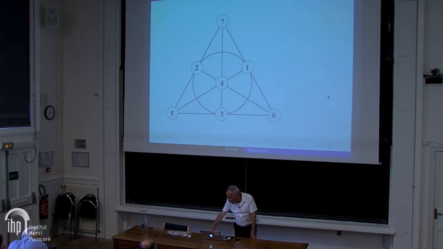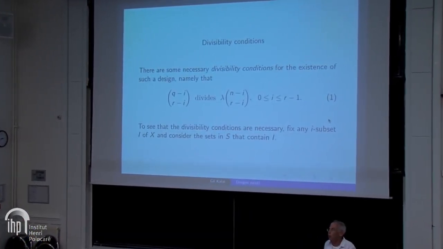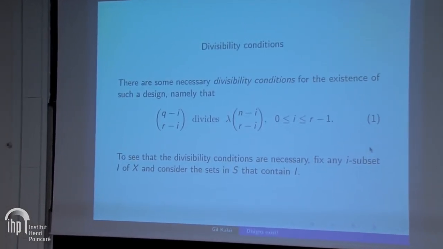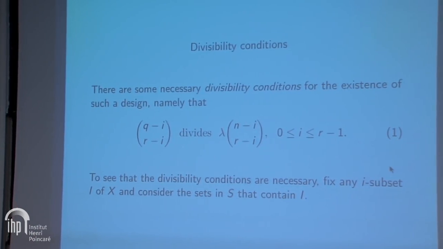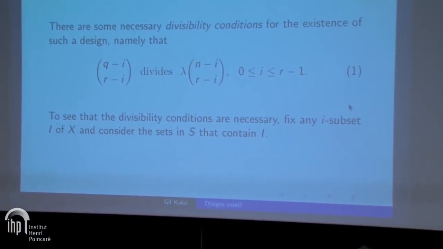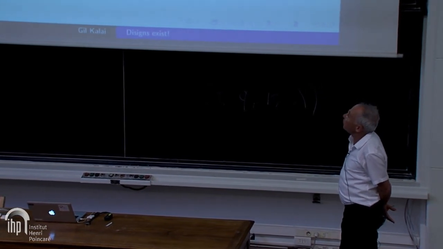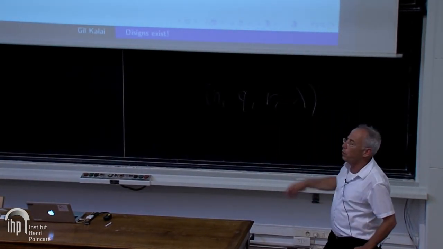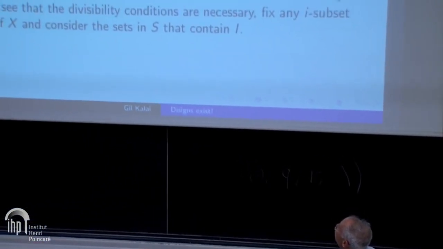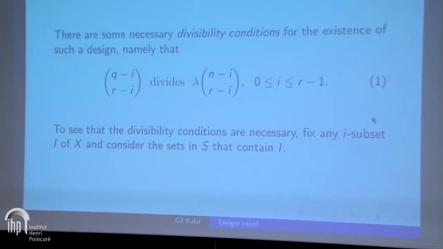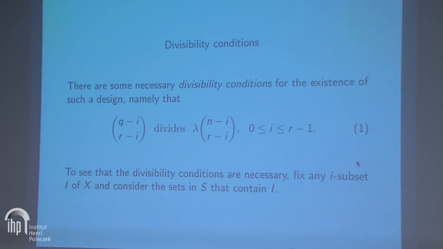Both Steiner and Kirkman were interested in the existence of triple systems. Now, when we have a design, we cannot prescribe the parameters n, q, r, and lambda completely arbitrarily. There are some divisibility conditions, and we will come back to them. But here is a basic property that must be satisfied: q minus i choose r minus i should divide lambda times n minus i choose r minus i for every i between 0 and r minus 1.